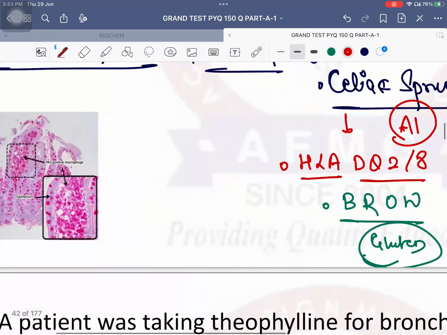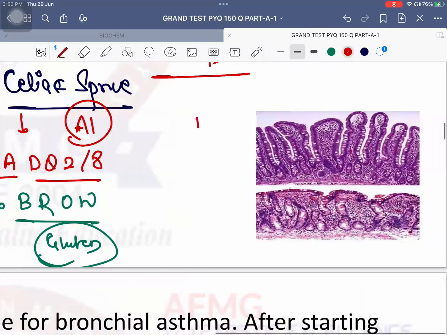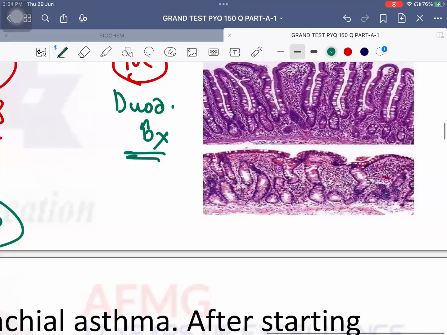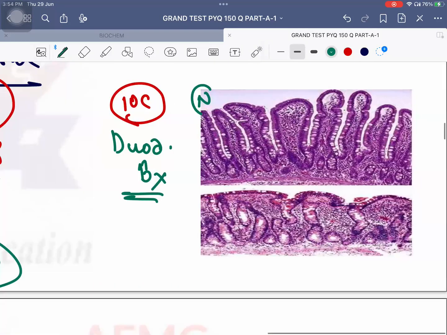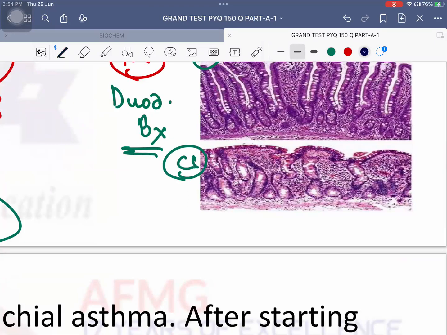Investigation of choice is an endoscopy plus biopsy, that is a duodenal biopsy. And what is seen on a duodenal biopsy? This is a normal biopsy and this is celiac sprue. What is visible? Very good. The villi have been lost. There is loss of villi or there is flattening of villi. No issues with this, anybody?